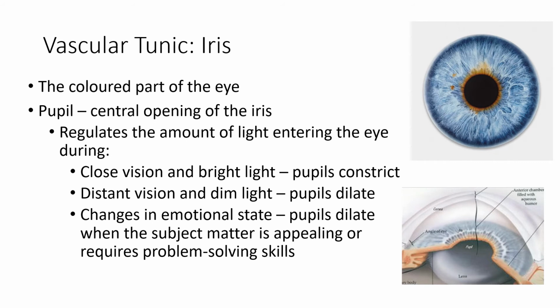Emotional state can affect the size of the pupil. We talked about already how the autonomic nervous system can affect the size of the pupil. So pupils tend to dilate if you're very interested in something, if the subject matter is appealing to you or requires problem-solving skills, or if you're just experiencing a sympathetic nervous response. So if something is interesting and you're gathering more information about it, your pupils are going to open up to gather more light. Similarly, if you're in a stressed situation, if you're in a fight or flight response, your pupils tend to dilate.